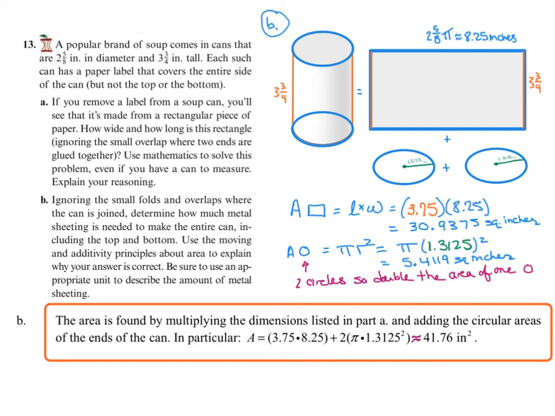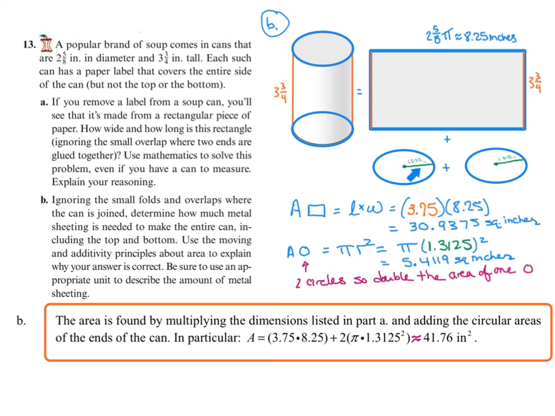So to find the surface area of this, or how much metal it would take, we need to find the area of each of these 3 parts, the rectangle, and then both of these circles. The circles are congruent, so if we find just one of them, we can multiply by 2 and get the area of both of them together. So we already found the dimensions of this rectangle, so to find the area of it, we go length times width, or 3.75 times 8.25, which gives us approximately 30.9375 square inches. And the area of each circle is pi r squared.